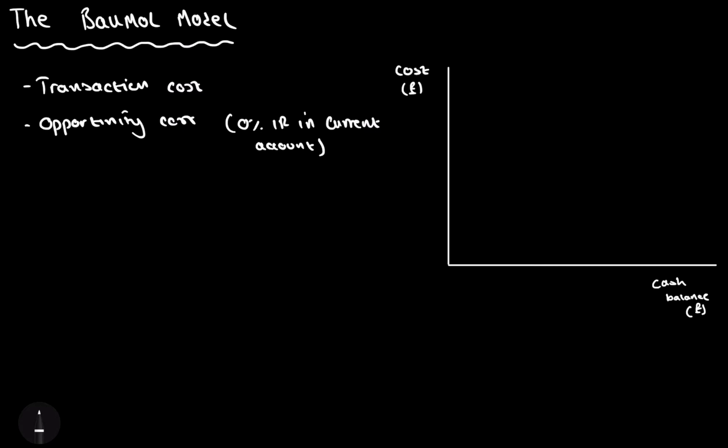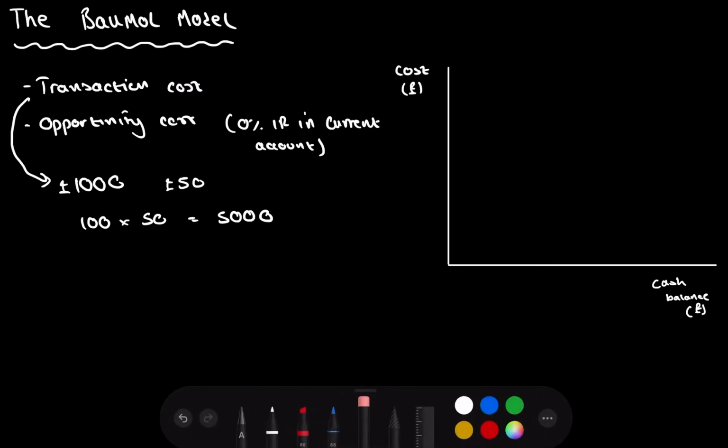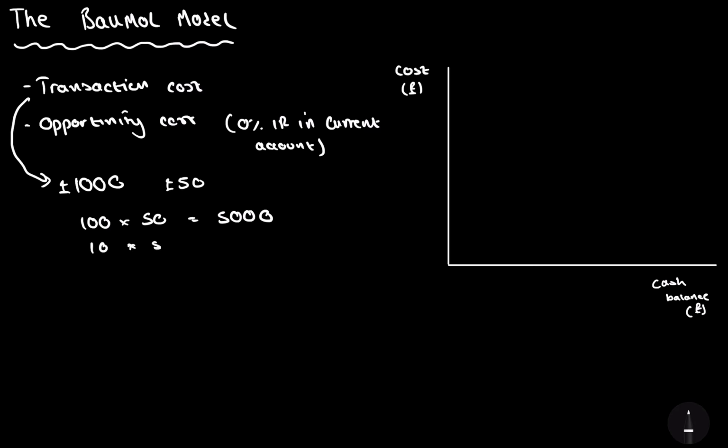Okay, so let's look at each of these in turn. So, transaction cost. By looking at this graph, as the cash balance rises, the transaction cost is going to fall, because if you're going to take out a larger sum of money at once, there's going to be a little transaction cost. For example, let's say the marketable security is worth £1,000, and we sell it off in chunks of 10. That would be 100 times, let's say the transaction cost is 50, that's the brokerage fee. That's going to end up costing 5,000. Now, if we break it off into less chunks, let's say 10 times 50, it's only going to cost us 500.